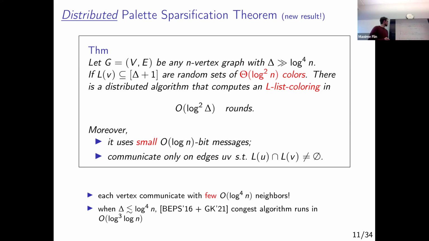Okay. So this is the theorem, and we only really care about large values of delta, because when delta is small, you can just run the classic algorithm anyway, and it gives a log n running time. But let's not really care about this.